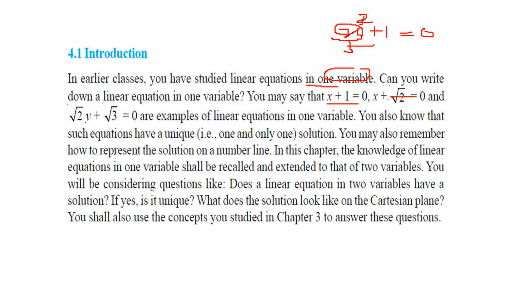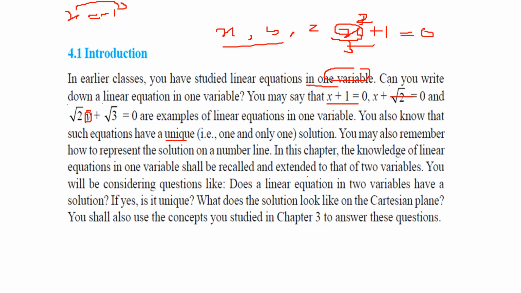So these are our linear equations in one variable. You just find one variable here. Variable means we represent it by x, y, z, etc., because they will take some value and they will change. And they have a unique solution, means x plus 1 is equal to 0. That means x equals minus 1. You take 1 here, so it will change the sign. So it has a unique solution.